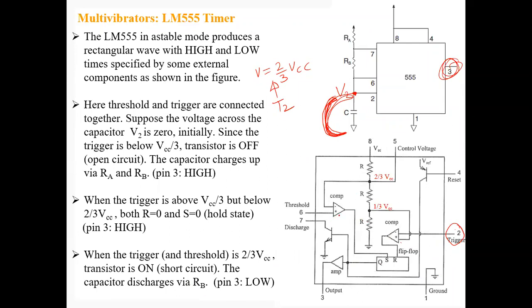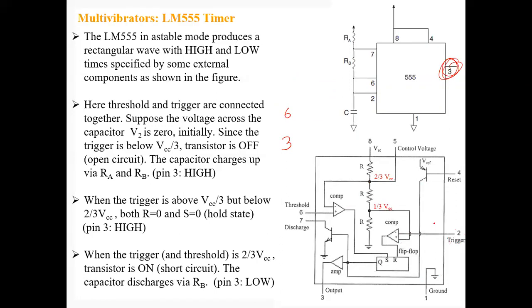Okay. Look, when the voltage is, let's say this is 3 volt, it doesn't go, it just oscillates between 3 and 6. That's what I'm saying. So this guy oscillates between 3 and 6. It doesn't go to 9 volt, it doesn't go to 0 volt. It happens between 3 and 6. You know why? Let's see.